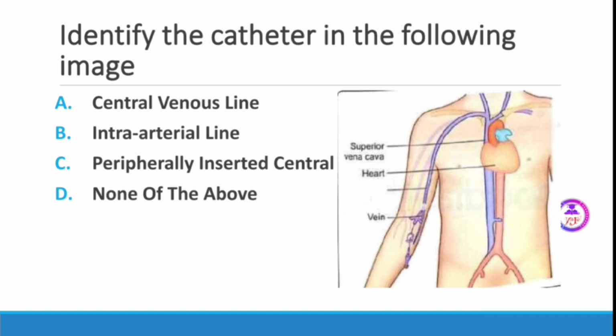Identify the catheter in the following image. See, there is a catheter which is inserted from here. It is going into the subclavian. So what is the catheter? It is a central venous catheter, intra-arterial line, peripherally inserted catheter, or none of above. See, whenever there is a line which is peripherally inserted into the body and going into the central venous axis, then it is called a peripherally inserted central catheter. So the answer is peripherally inserted central catheter.